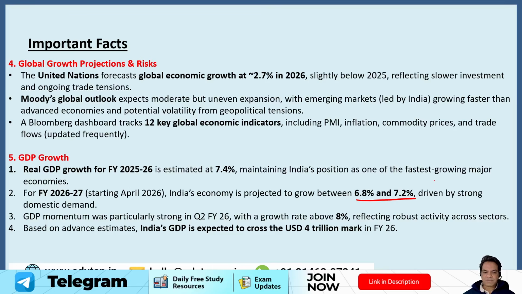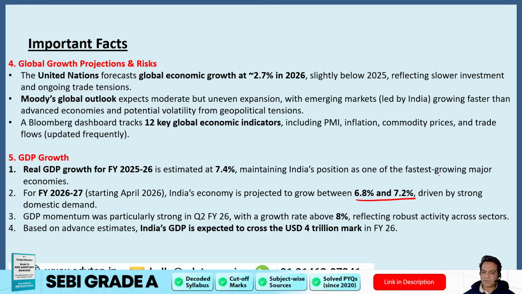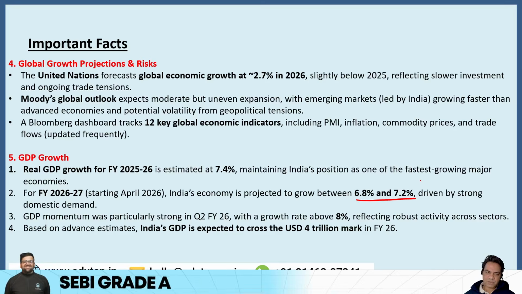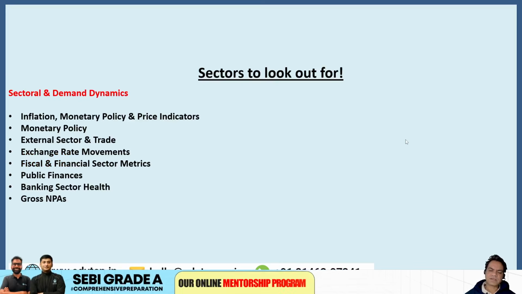Now, GDP momentum was particularly strong in the second quarter with a growth rate of over 8%, reflecting robust activity across sectors. Based on advanced estimates, India's GDP is expected to cross the $4 trillion mark in fiscal year 26. Then, guys, what can be the important verticals that you should be preparing for now? What are the sectors that you have to look out for?